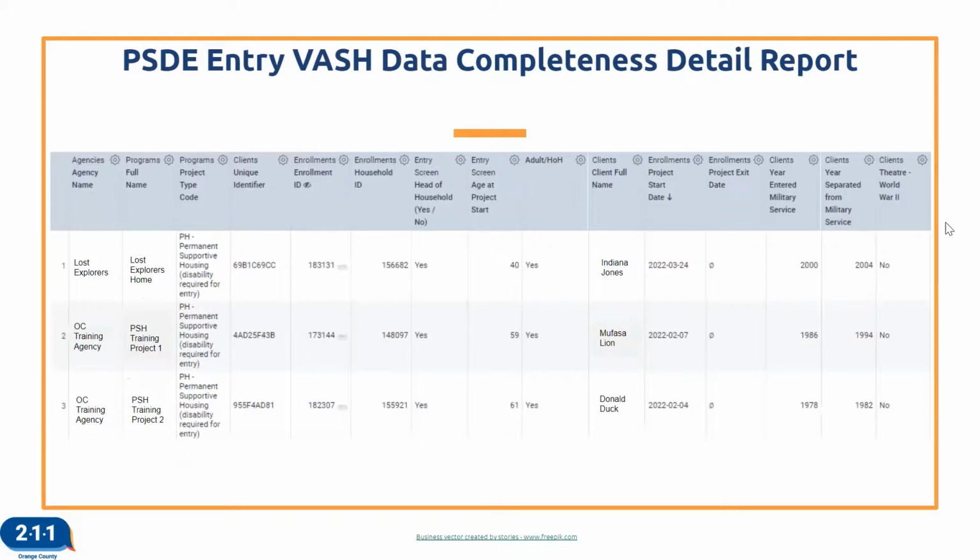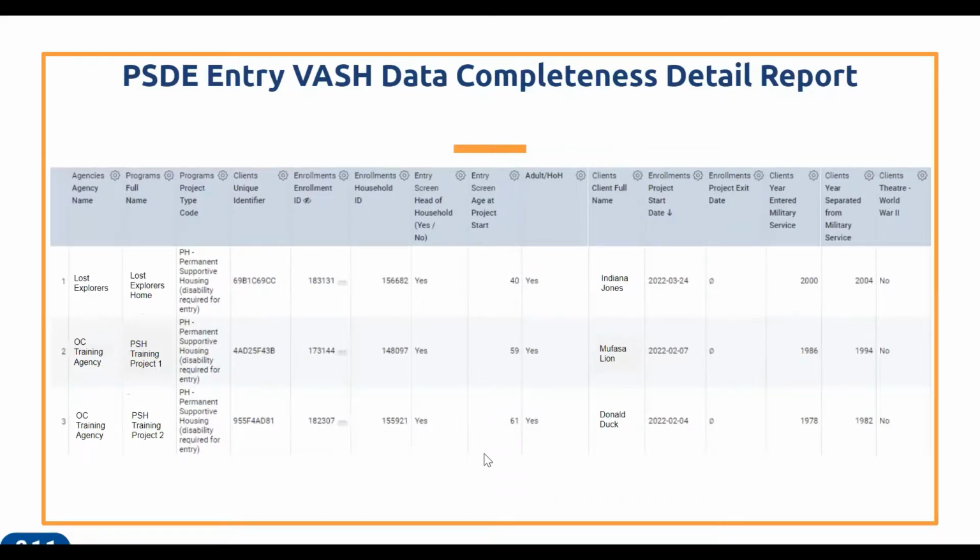And I just want to pause to see if we have any questions regarding the VASH data completeness dashboard. And just a note, the dashboard will also be listed on Clarity, the same path that you find the user dashboard. So it'll be under data analysis in the Orange County Clarity System folder. Okay, so we'll move on to the next topic.